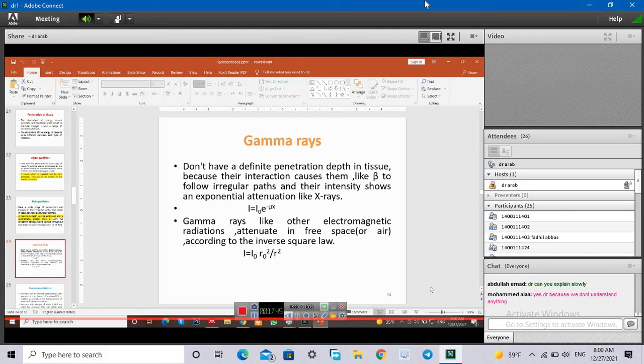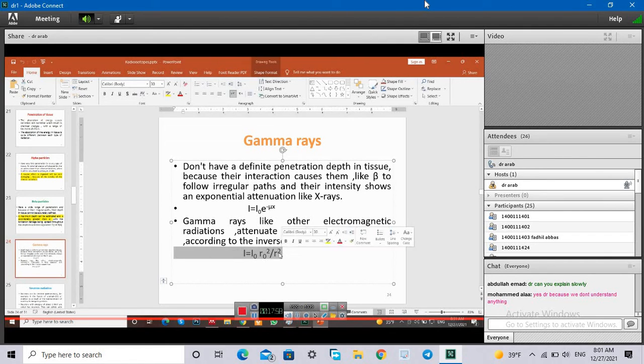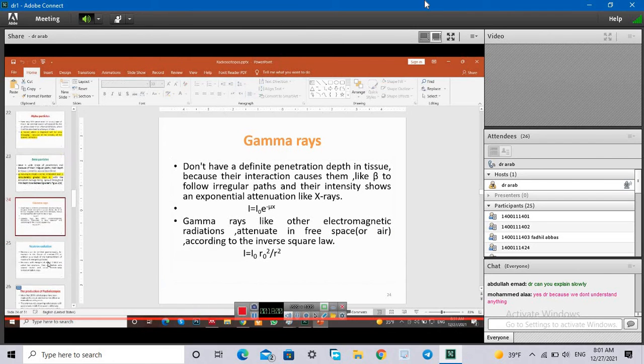But we have a very, very important concept about the gamma ray: attenuation of gamma rays in tissue is proportional to the inverse square law. This equation is very, very important, and try to memorize it.